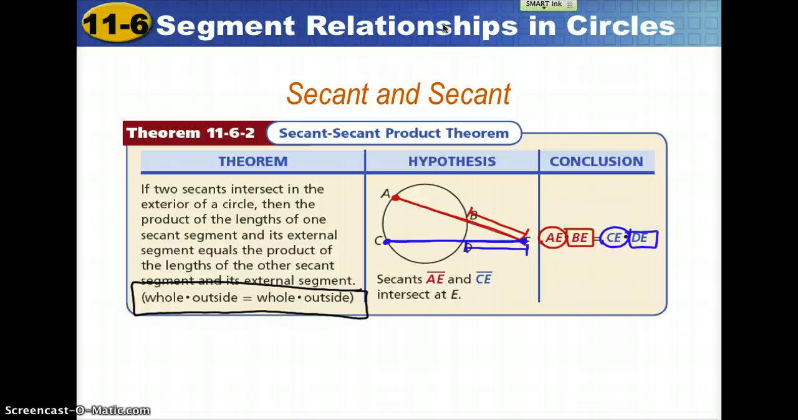With secants, we need to be careful that we are adding the whole thing together and then just looking at the outside piece. That outside piece gets used when you figure out the whole thing, because it's in the total, and then it gets used again when you multiply. So be careful with that, please.